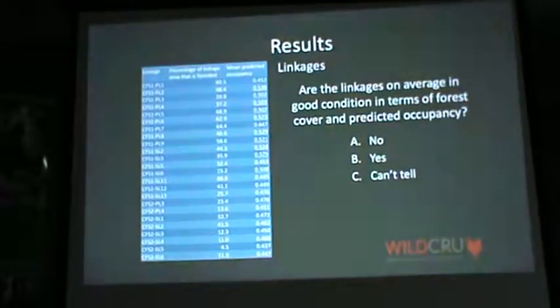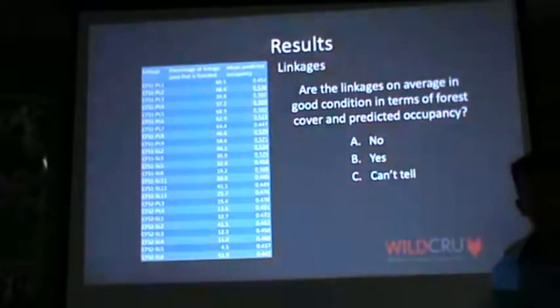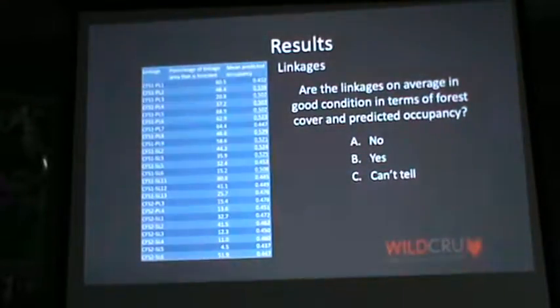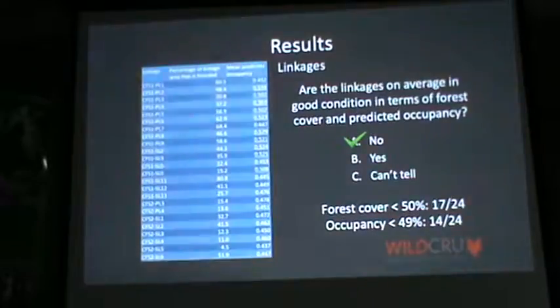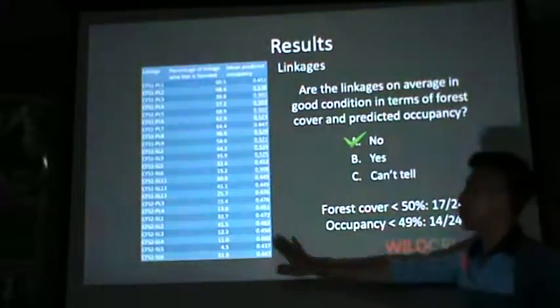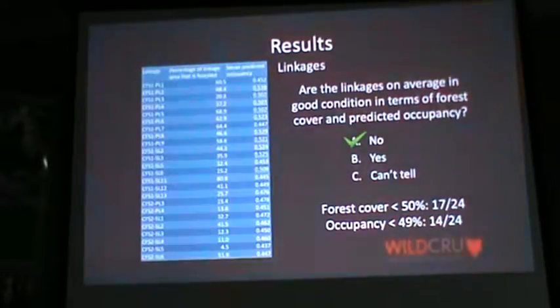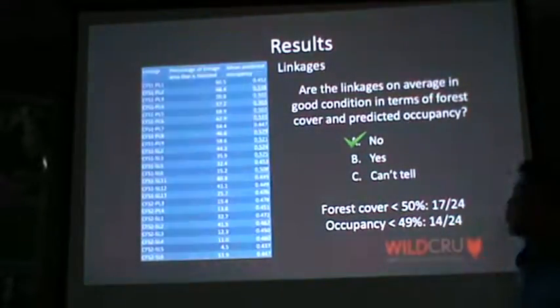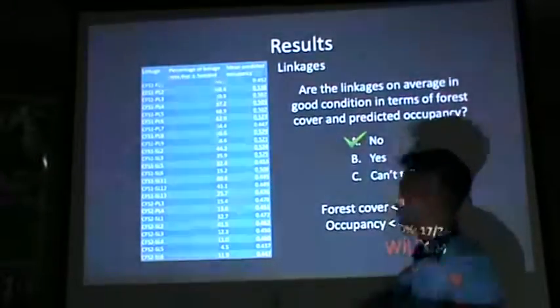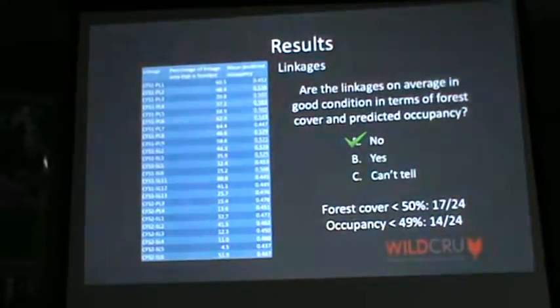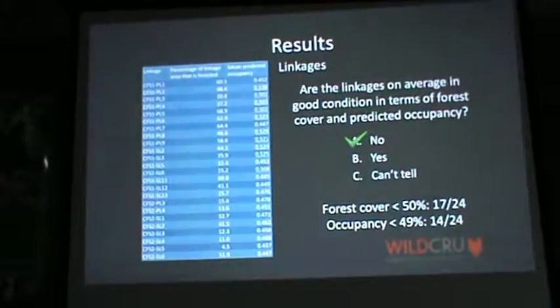Okay, so my tip is I did mention that the overall average habitat use was 49.3%. So I used that as a cutoff. And you can see here, these are the statistics. Well, the answer is actually no, they are not in very good condition. For forest cover, 17 out of 24 linkages were below 50%, and for occupancy, 14 out of 24 were below the 49.3% average, so not doing very well. So, unfortunately, you got it wrong.